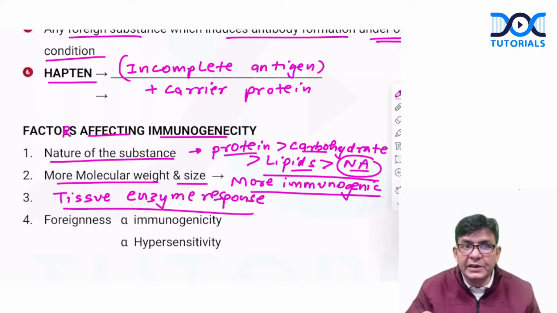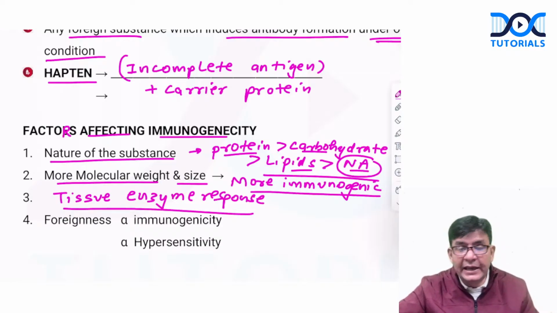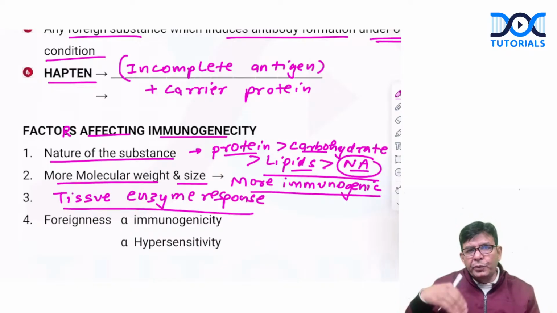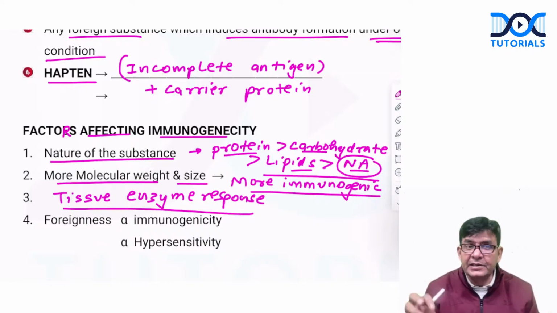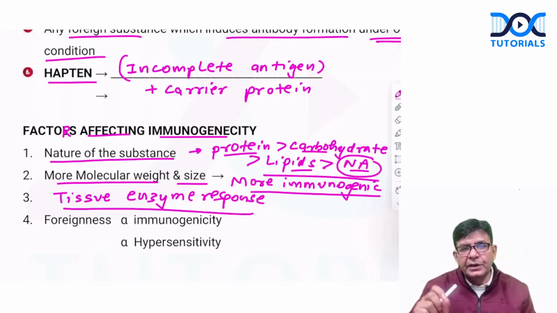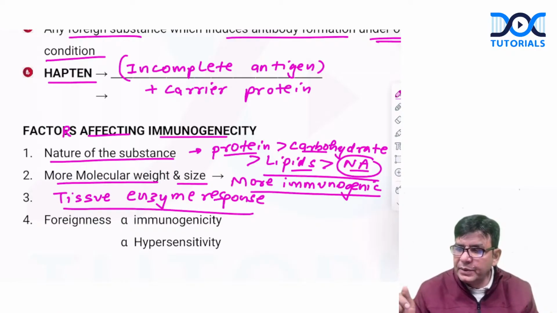Tissue enzyme response means how our tissue enzymes degrade that particular antigen. That also matters. Because of various genetic factors, you process an antigen in some way, and I process an antigen in some other way, and that's why our antibody titers are different. You have taken the COVID vaccine, I have also taken the COVID vaccine, then why are our titers different? This is the nature: our tissue enzyme response and the genetic factors which govern it.